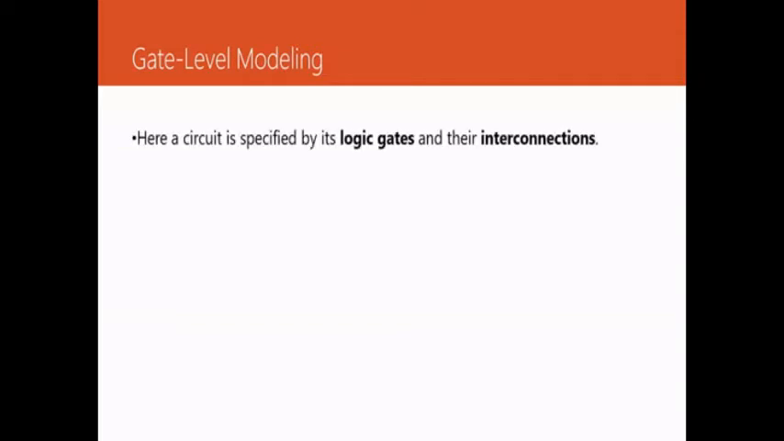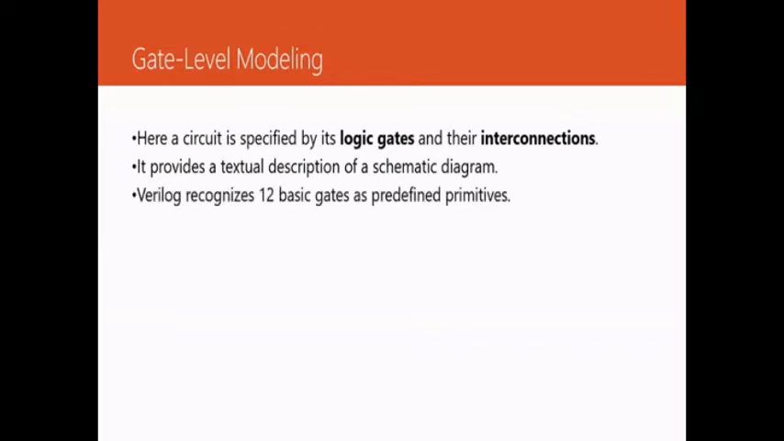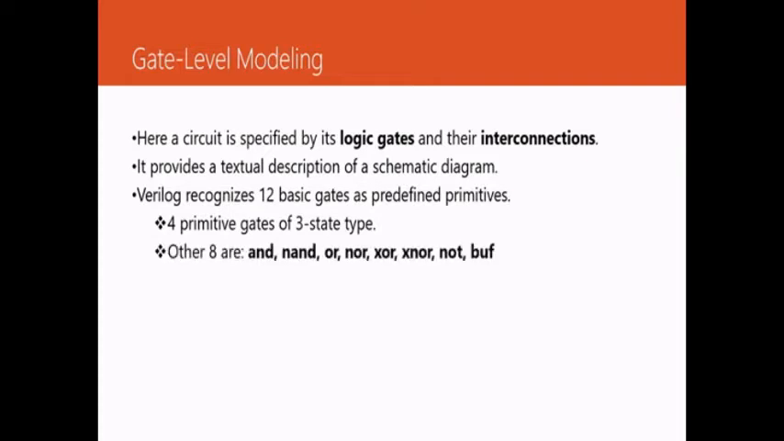Here a circuit is specified by its logic gates and their interconnections. It provides a textual description of a schematic diagram. Verilog recognizes 12 basic gates as predefined primitives. We have 4 primitive gates of 3-state type, and of course, 8 others, which are AND, NAND, OR, NOR, XOR, XNOR, NOT, and BUF.